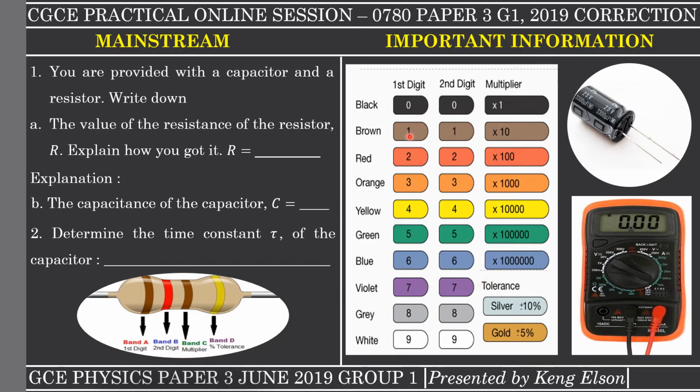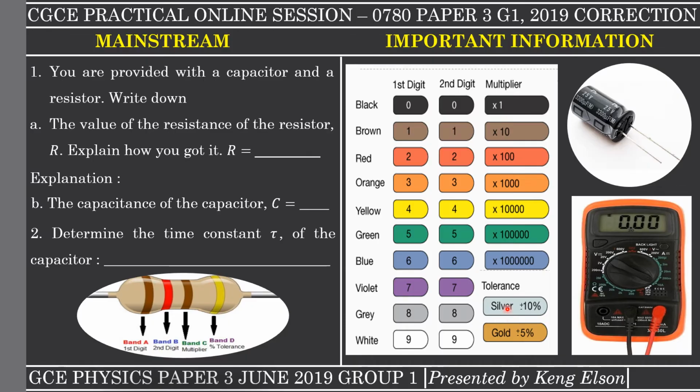So my resistance itself is, like we said, 12 times 1000, which is 12,000 ohms, or 12 kilo ohms. Then plus or minus 10% of the 12 kilo ohms, provided the last band here was silver. If it is gold, then it's plus or minus 5%. If there is nothing there, then it's plus or minus 20%.